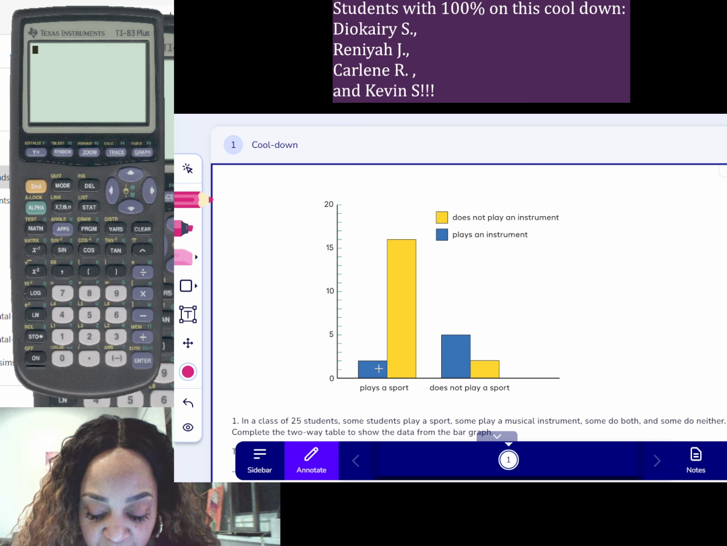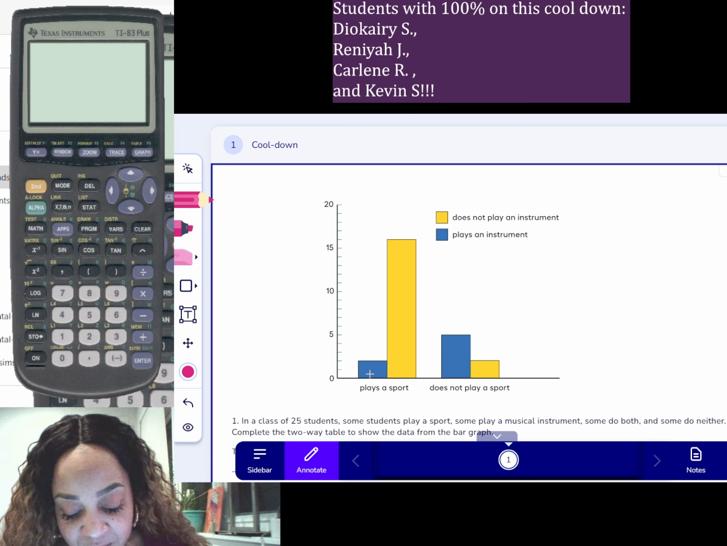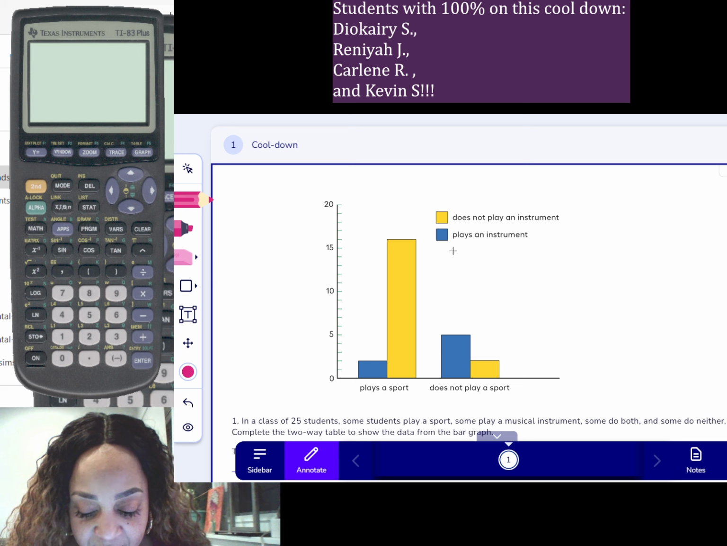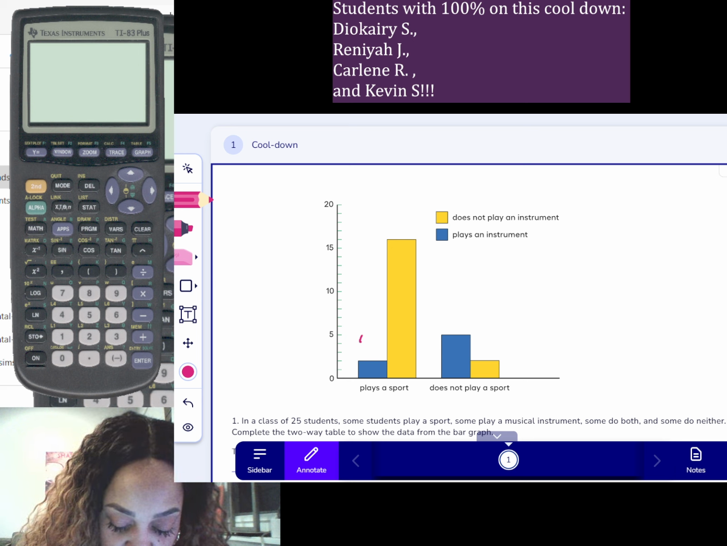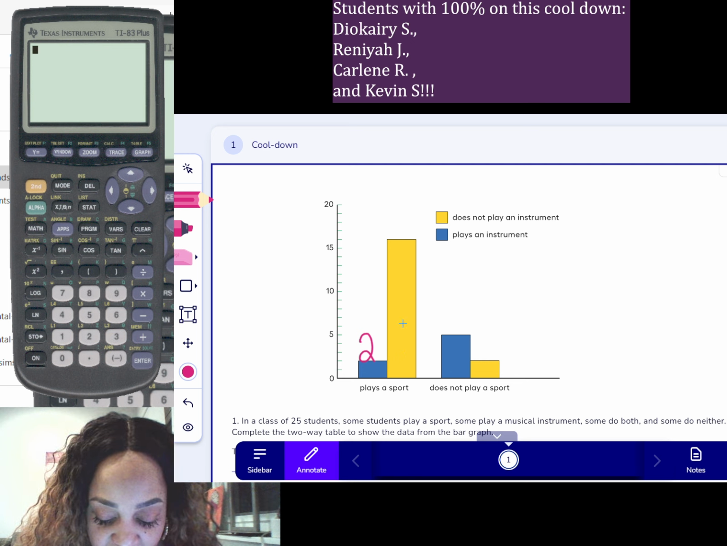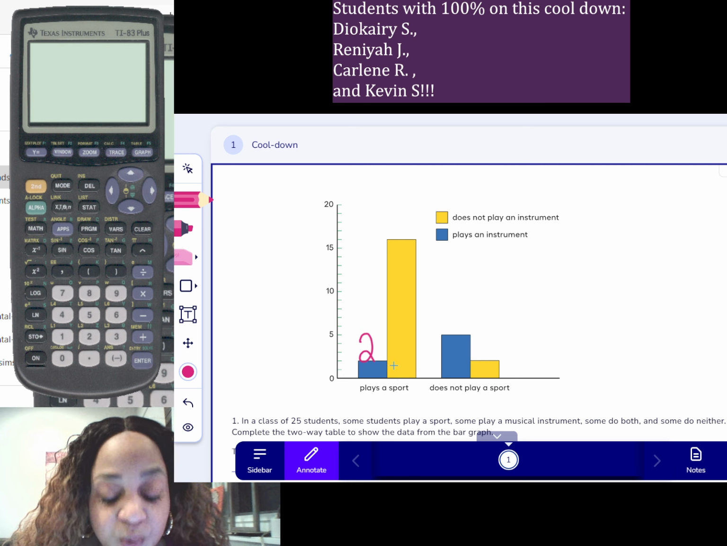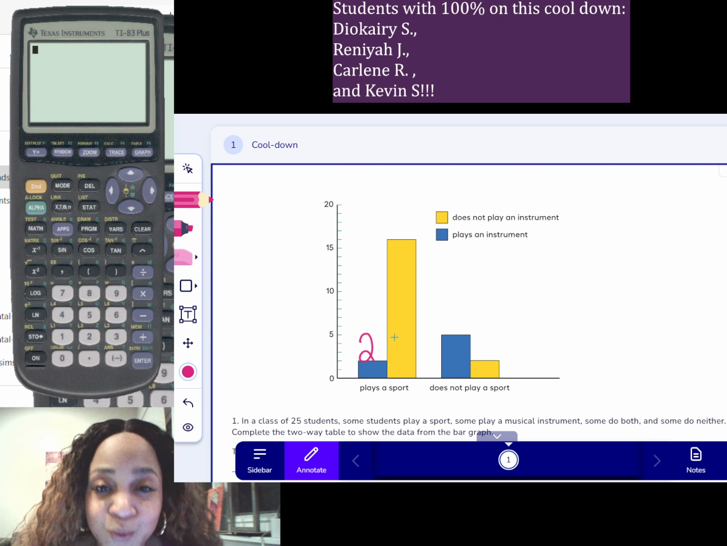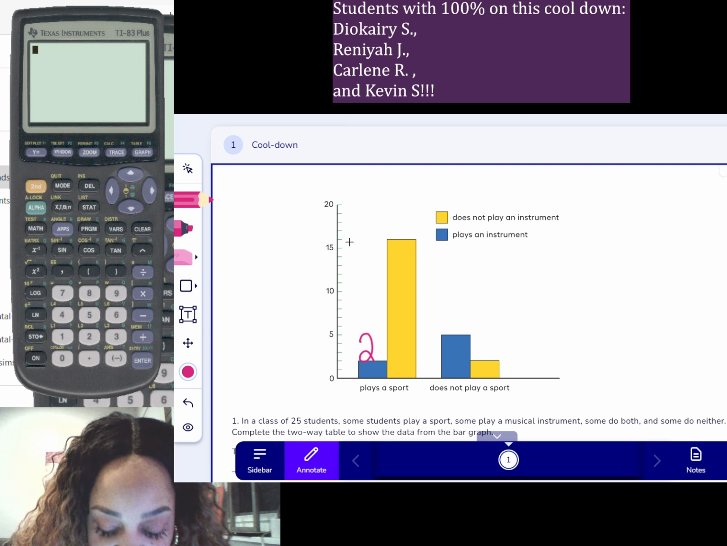So this first blue bar represents the kids who play a sport and who also play an instrument. We can see 1, 2, we have 2 students there. All right, so the second bar, still students who play a sport, but this time these are students who do not play an instrument. We can see that we have 16 students here.